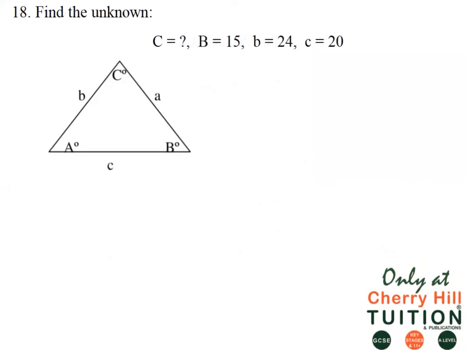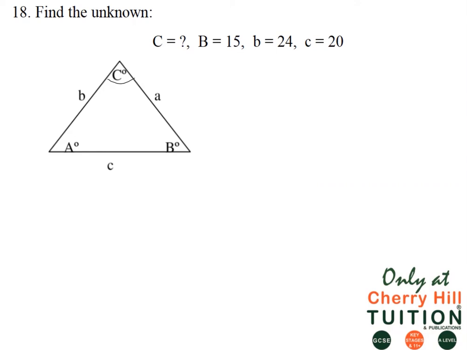So question 18, find the unknown. We have C, which is what we're trying to find, big B, small b, and small c. So in this question, we've got one angle and two lengths, and the question is asking us to work out another angle, C. So when we have one angle and two lengths, and we need to work out another angle, we need to use the sine rule.